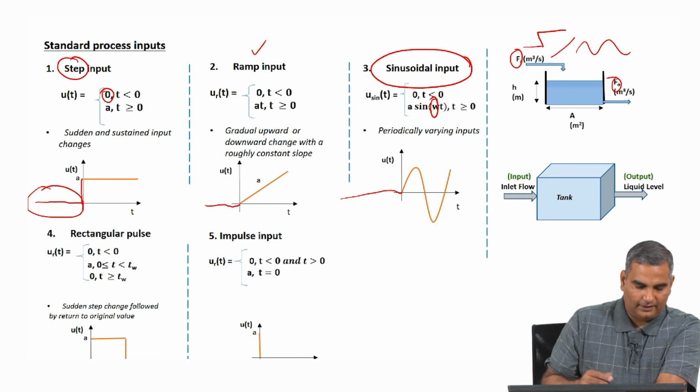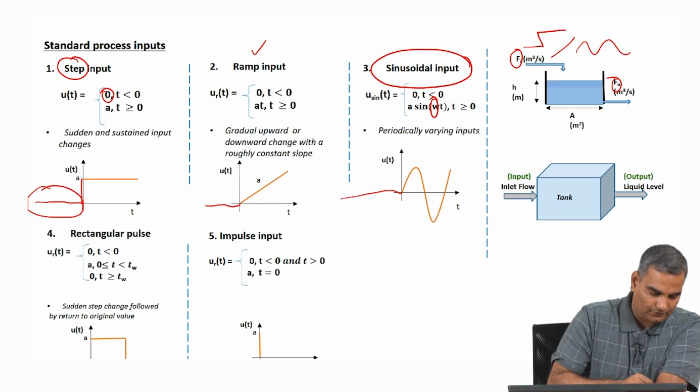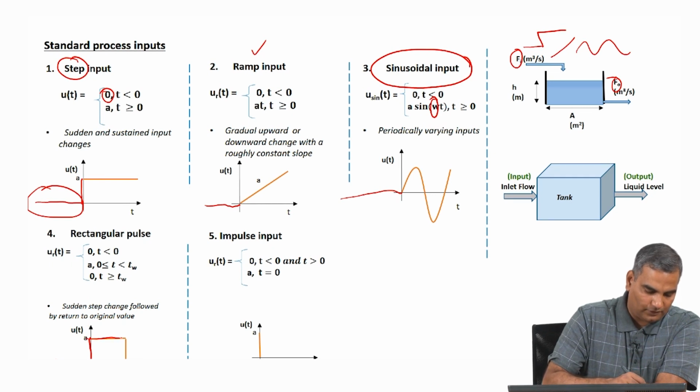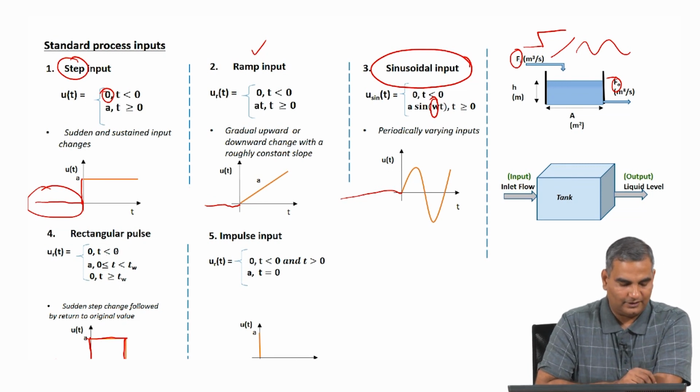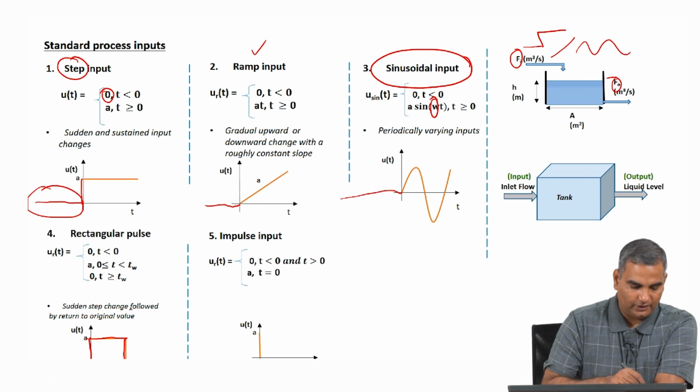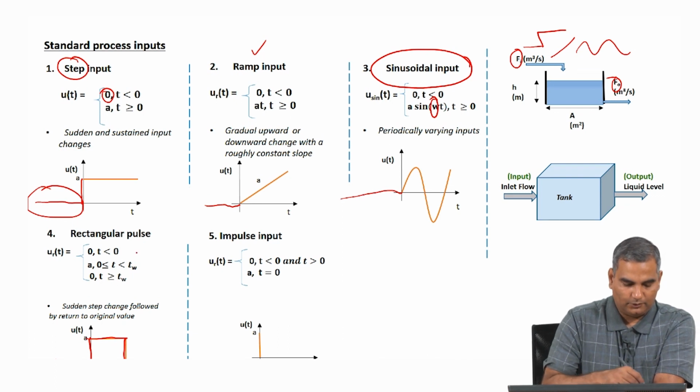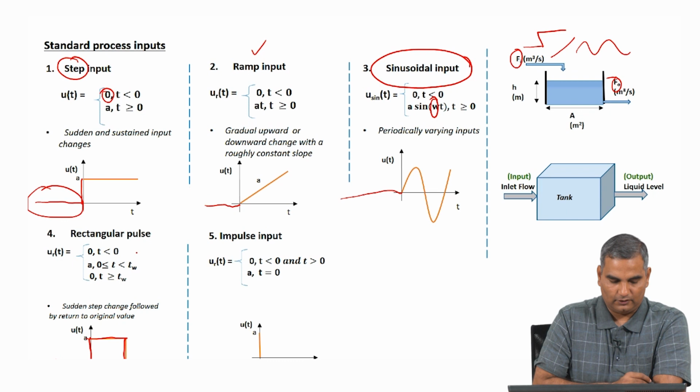If you had, let us say, 2 steps, so initially it is like this, at t equal to 0 I bump this up and then hold it for some time, and after a while I bump it down, then this is called a rectangular input, which is shown as 0 for t less than 0, it is a between t and tw, and after tw it becomes 0 again. So, this is called a rectangular pulse.